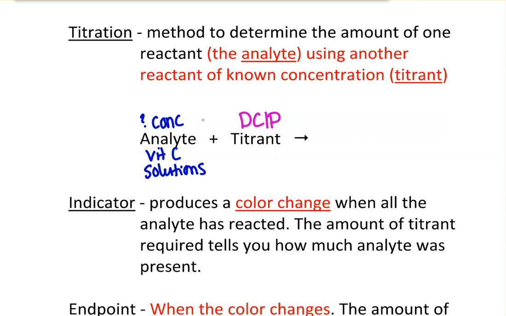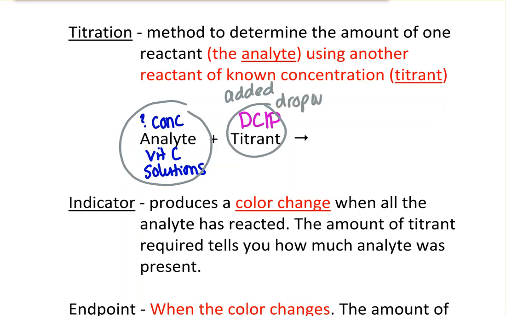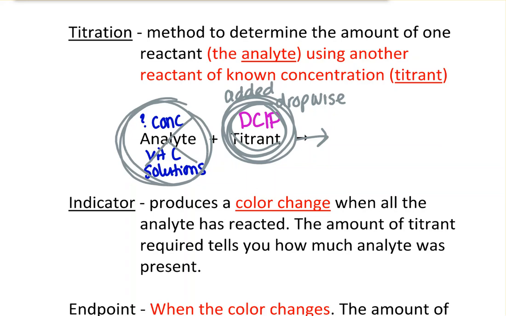The idea is that we'll start with a sample of our unknown analyte, or vitamin C, and then we'll add the DCIP drop by drop. This reaction will start to occur, and we'll keep adding the DCIP until there's no vitamin C left. And at that point, based on how much of our titrant it took, we can figure out how much of our vitamin C was there.